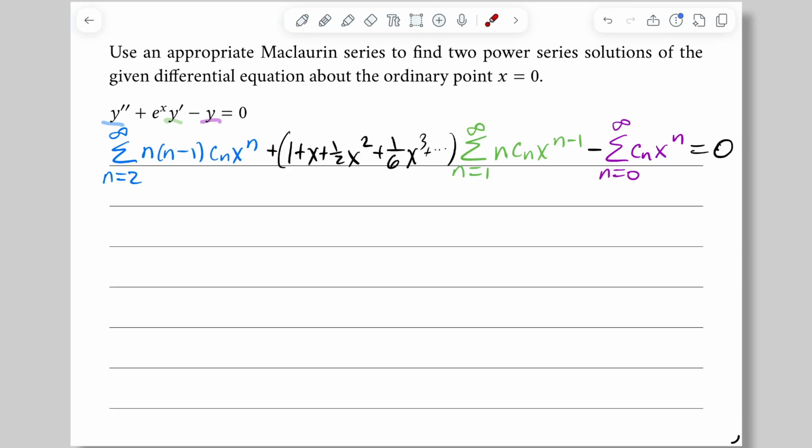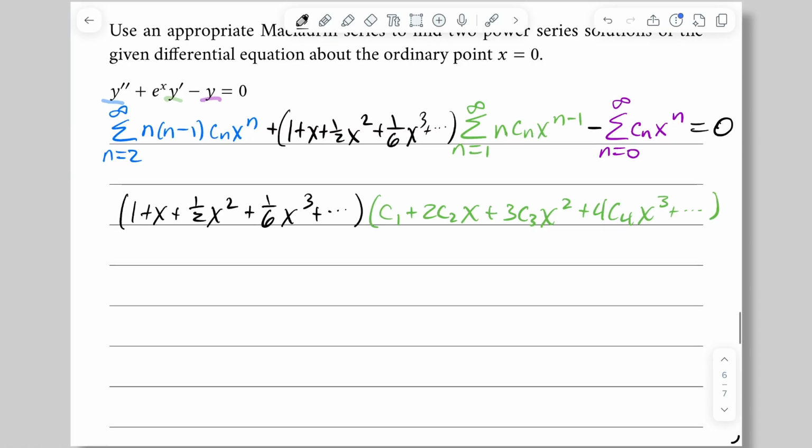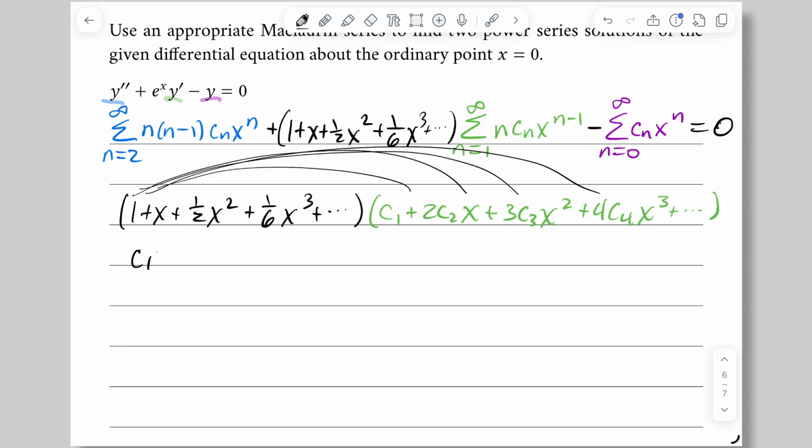Before, when we had binomial factors, we distributed the sigma and then collected our powers of x. That's not what we're going to do this time. What we're going to do is write out a few terms for each of the sigma expressions. Let's start with that multiplication. First, we're going to multiply everything in y prime by 1. So we're going to get c1 plus 2c2x plus 3c3x squared plus 4c4x cubed, and so on.